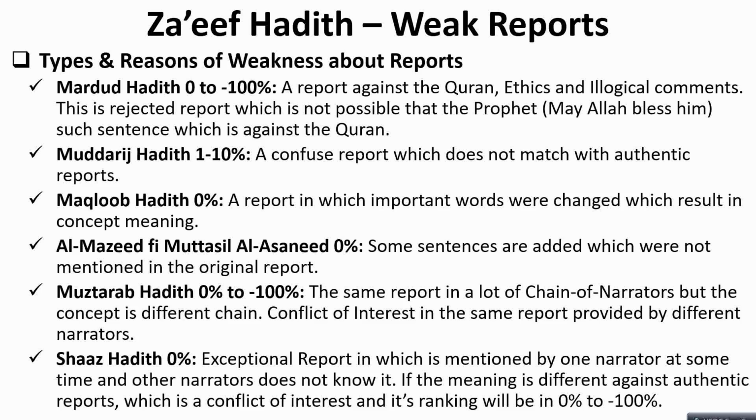Mudtarib hadith means there are a lot of chains of narrators, but the concept is different for each chain. So this is a conflict of interest. This is also 0 to minus 100%, you can give a ranking. Shadh hadith means an exceptional report which is not mentioned by other people; only one person mentioned the report, and no other person understands it. So it means there may be some confusion. So this will also be a conflict of interest.